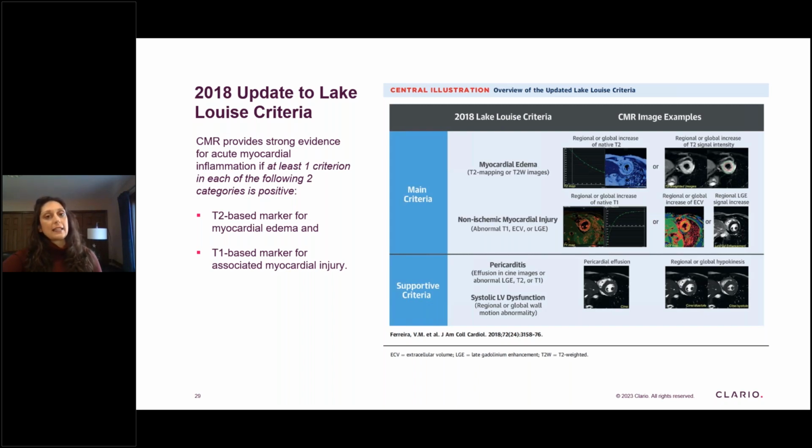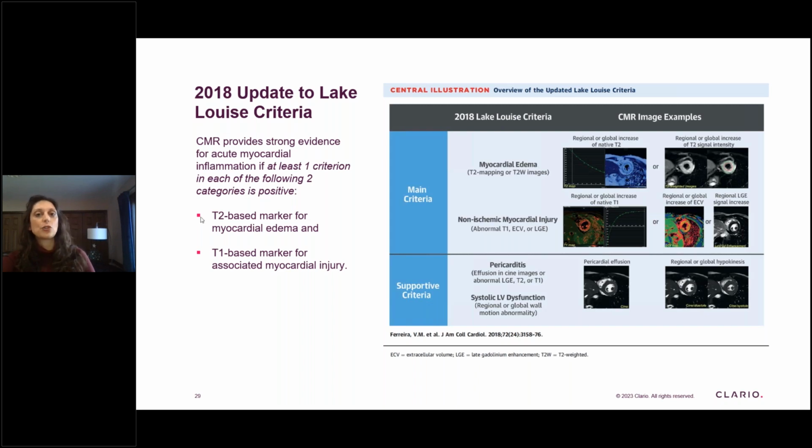There was an update in 2018 to the Lake Louise criteria. The requirement now is that you have to meet both criteria in order to diagnose acute myocardial inflammation. The first is a T2-based marker for myocardial edema, and the second is a T1-based marker for associated myocardial injury. You use several different sequences to do that, so you're requiring T2 mapping or T2-weighted images, T1 mapping, ECV, and LGE assessments. You're also looking at supportive criteria for pericarditis or left ventricular dysfunction with different wall motion abnormalities. So you're using all of those sequences in a CMR to make this assessment.